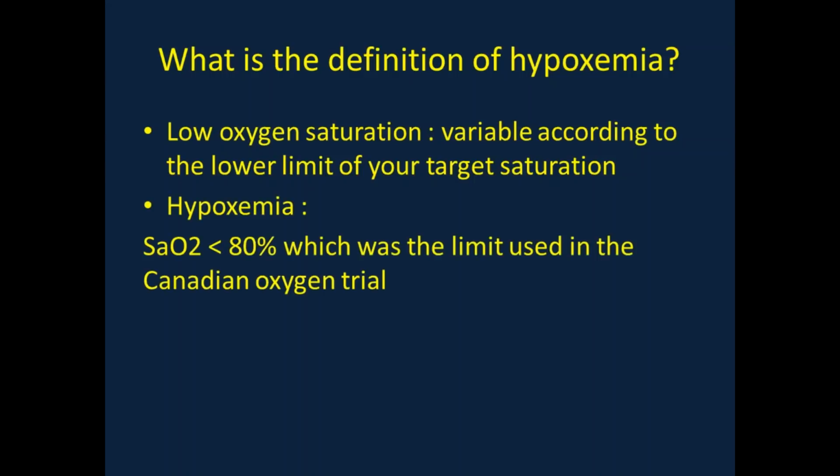But the definition of hypoxemia is more definite. So oxygen saturation below 80% in most of the centers, which also was the limit used in the Canadian oxygen trial as a definition of hypoxemia. So anything below 80% saturation is considered hypoxemia.